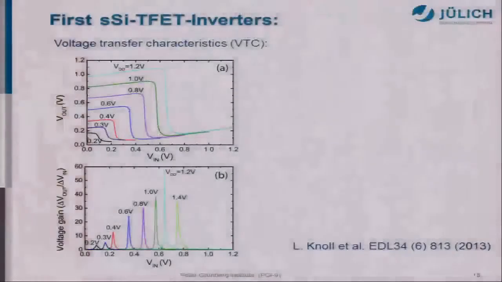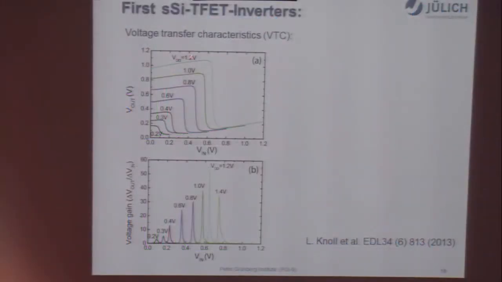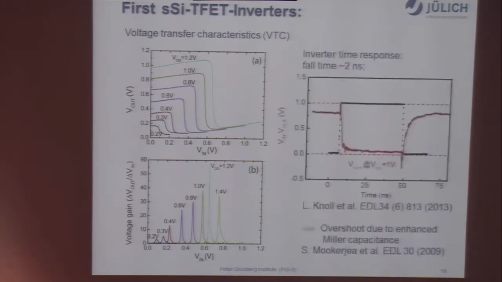So here shows the VTC characteristics. You see here that we have plotted VDD from 1.2 volt down to 0.2 volt. It shows a very sharp transition. If you see here the gain extracted from these curves, the maximum gain we obtained at VDD 1.2 volt is above 55. Even for 0.2 volt, the gain is still above 3. So this is really a good transition for these TFET inverters.